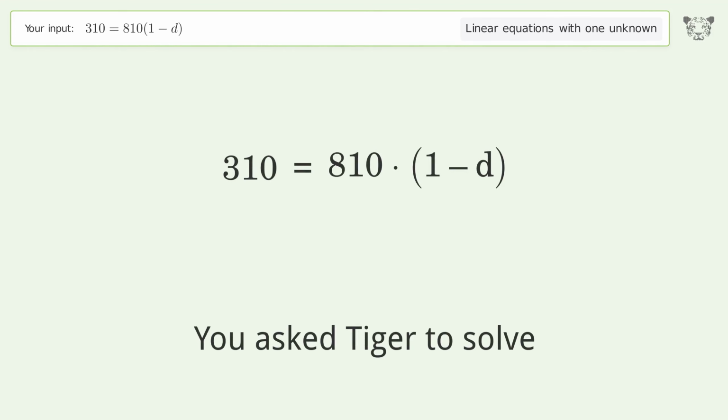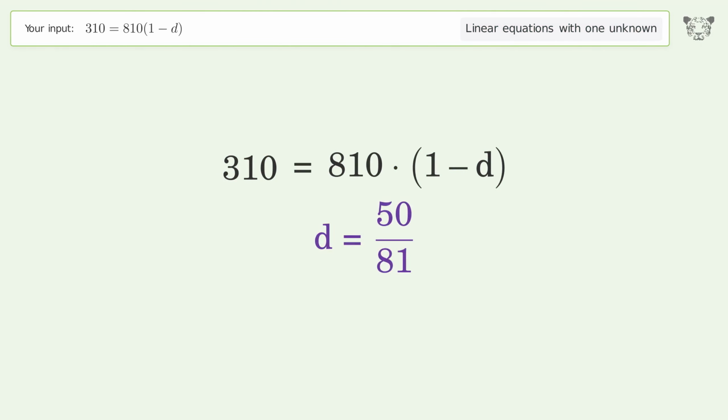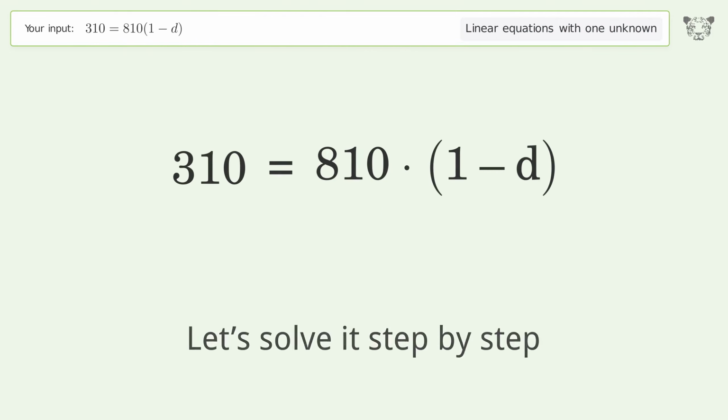You ask Tiger to solve. This deals with linear equations with one unknown. The final result is d equals 50 over 81. Let's solve it step by step.